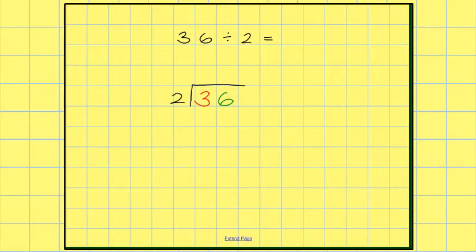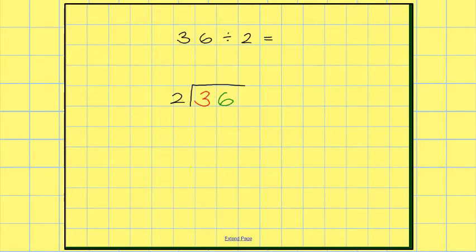Okay, so the first thing we do this time is look at the tens numbers, and we're trying to see how many times 2 goes into the tens numbers. So how many lots of 2 are there in 3?